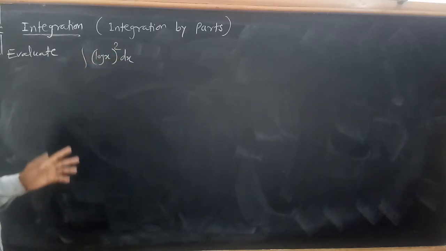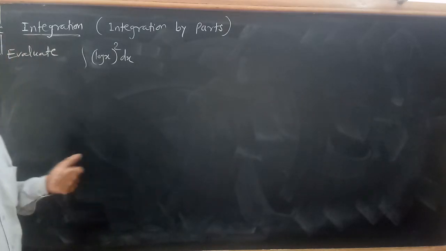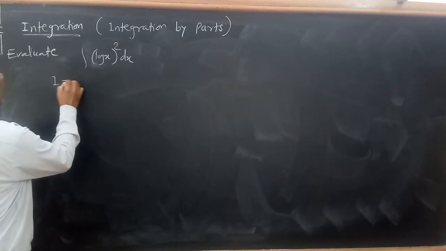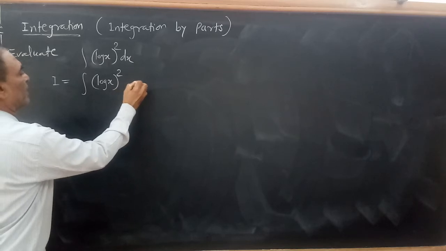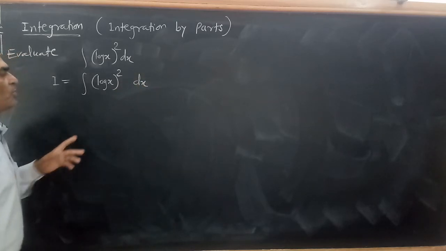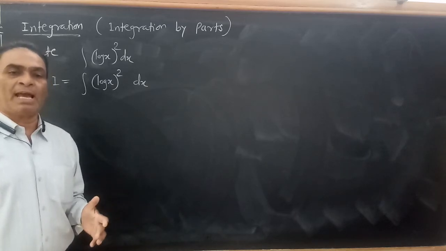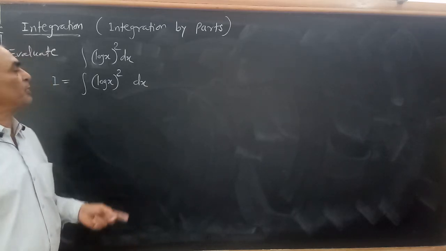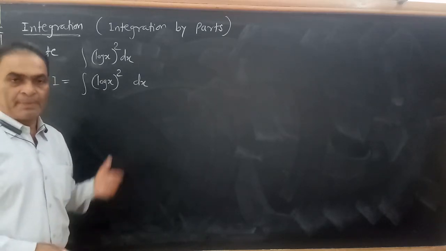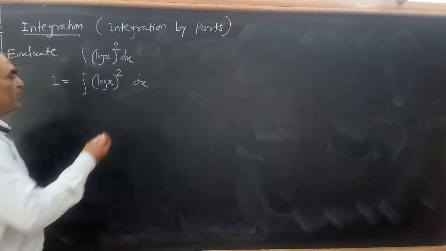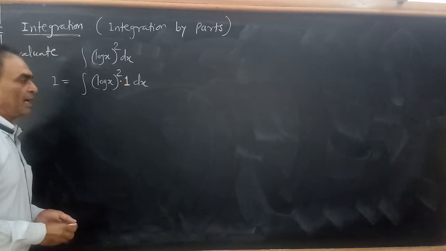Here only one function is looking to you. Then how to use the integration by part rule? I is nothing but integration of log x bracket square into dx. Only one function is looking. Integration by part rule, we can apply if the integrand quantity is the product of two different functions. What about the other function? If the other function is not given, you can suppose 1 is the other function.